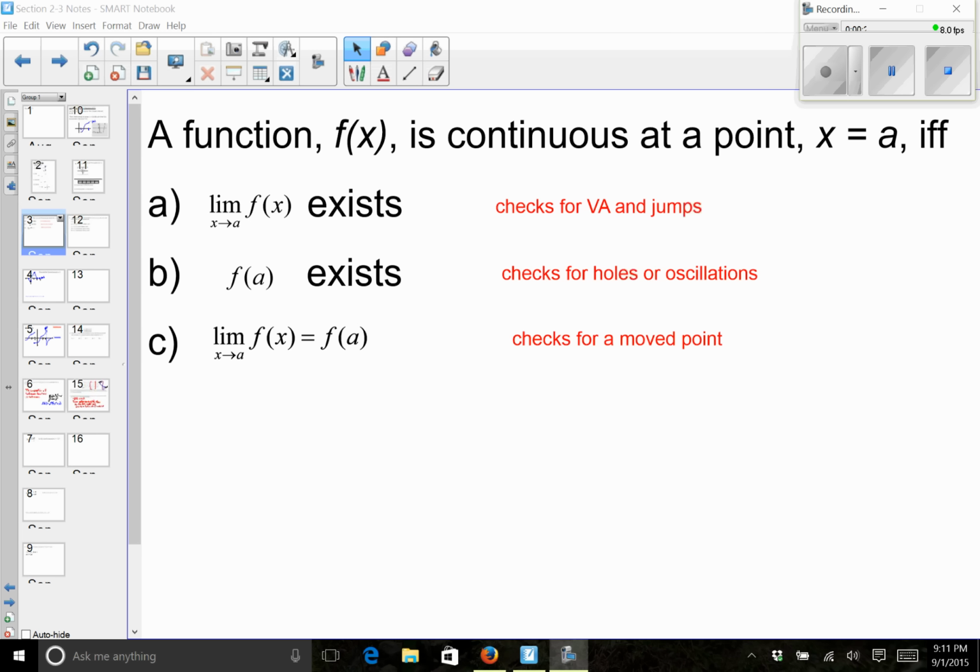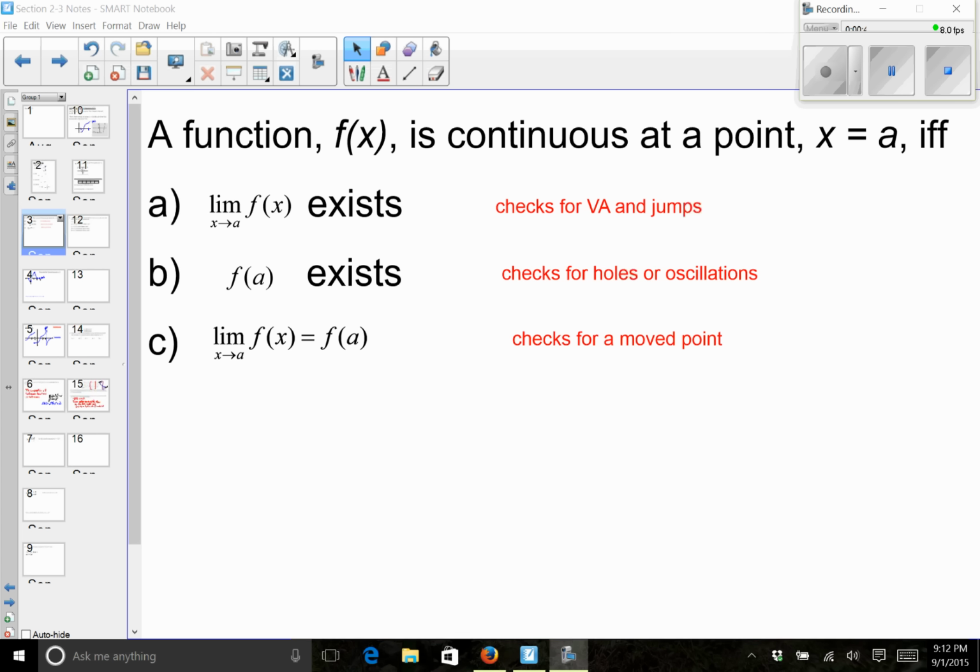So a function f of x is continuous at some point that I'm going to call x equals a, IFF. Remember, IFF stands for if and only if, so it works both ways. So if a function is continuous at x equals a, these three things are going to be true. And if these three things are true, the function is continuous at x equals a.